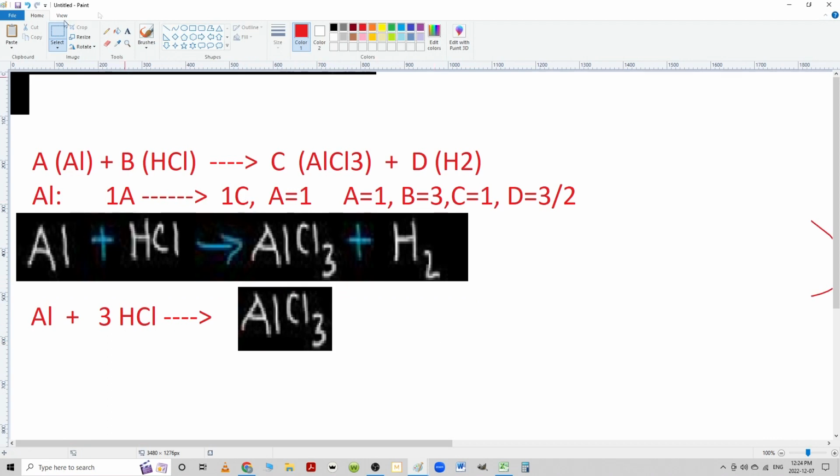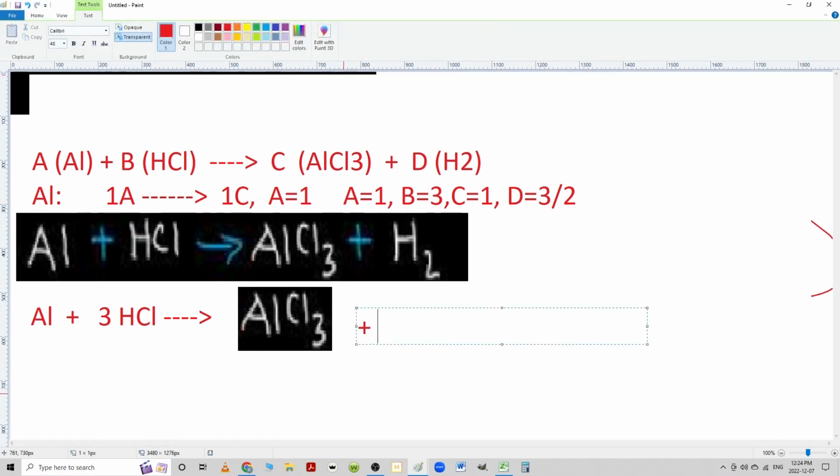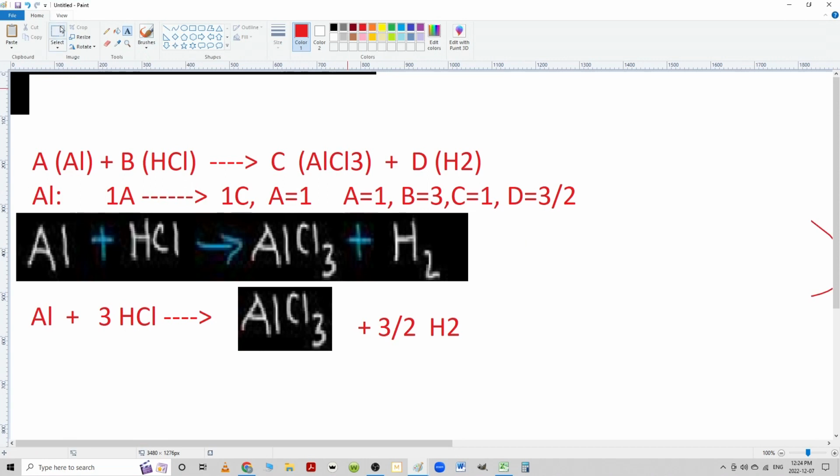But in front of my H2, I have this very odd 3 over 2. And I can't have it like that. So what's the only denominator I see? It's 2. So I'm going to multiply my right side by 2.